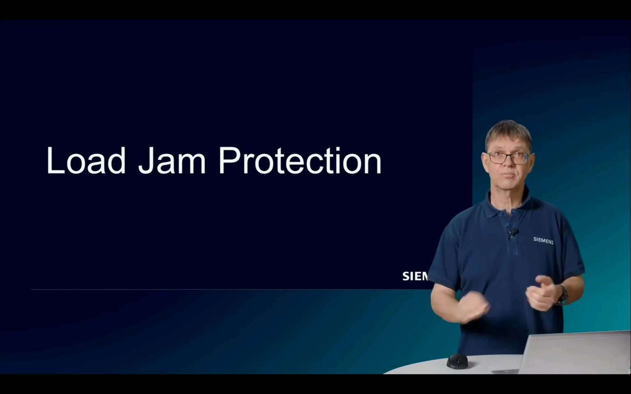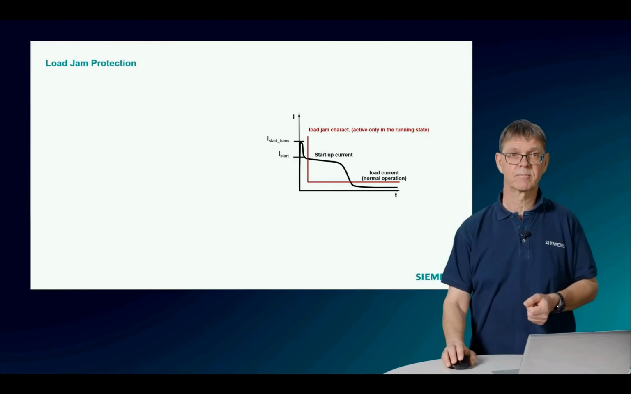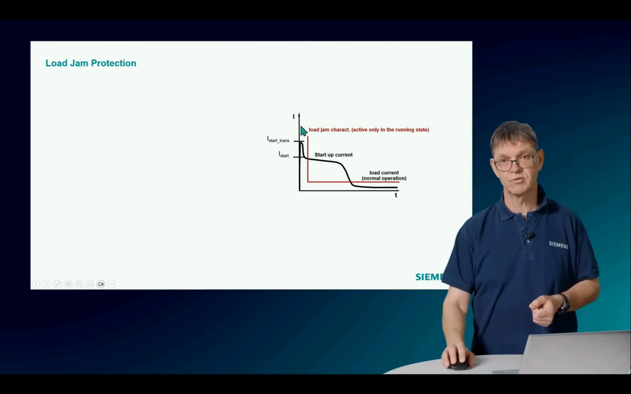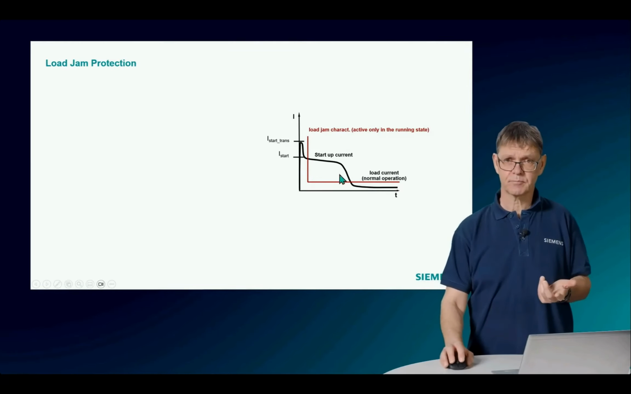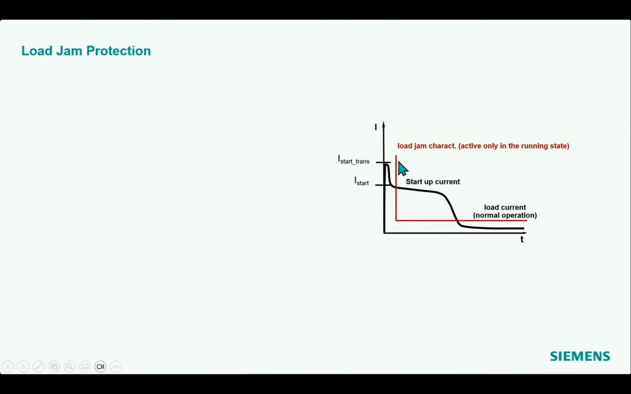Let's come to the load jam protection. So the load jam protection, if we remember our starting curve here, we can set below the starting current, but above the maximum expected load current. This is the idea. And with the delay time, I can be also a little bit generous, not because of this peak here, because I don't see that peak when this function is active.